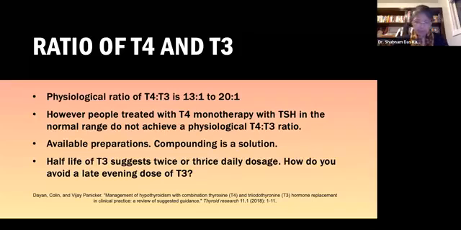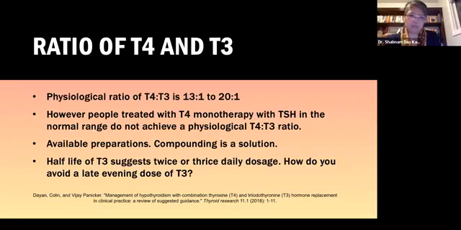So everything goes to what is the ratio of T4 and T3 that you should look at if you are planning on giving the patient a combination therapy. Physiologically, in a person who does not have hypothyroidism, the normal ratio of T4 to T3 ranges between 13 to 1 and 20 to 1. However, this is the interesting part.